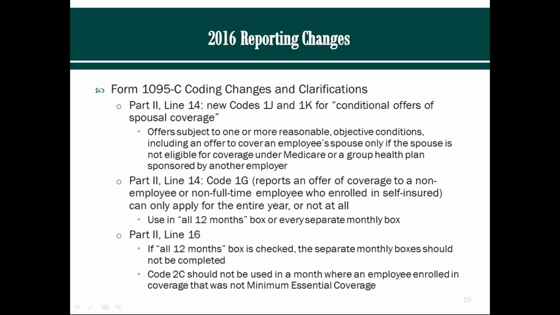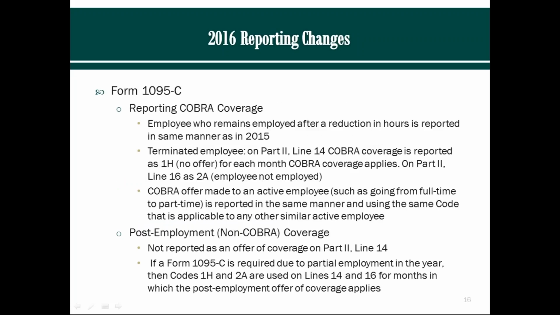Also, they clarified that whenever you check the box for all 12 months, you don't check the monthly boxes. On Part 2, line 16, that's where we use the Series 2 codes. And again, they just remind us, when checking 12 months, you don't have to check each individual box. Another reminder: if you use a code 2C, it should not be used in a month where an employee is enrolled in coverage that was not minimum essential coverage. So if you are an employer and you're only offering your employee MEC coverage, which many employers do, when you do the reporting, you would never use 2C for just MEC coverage. And we're going to look at some of the forms to help clarify those a little bit.